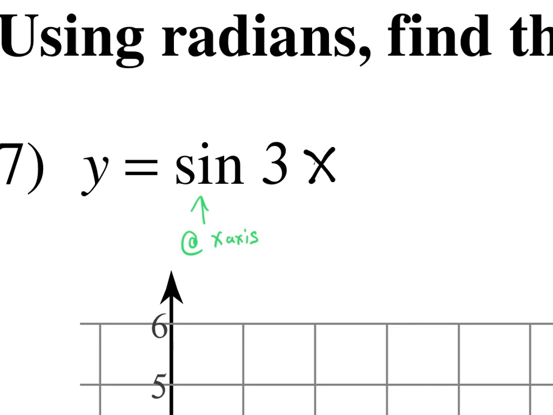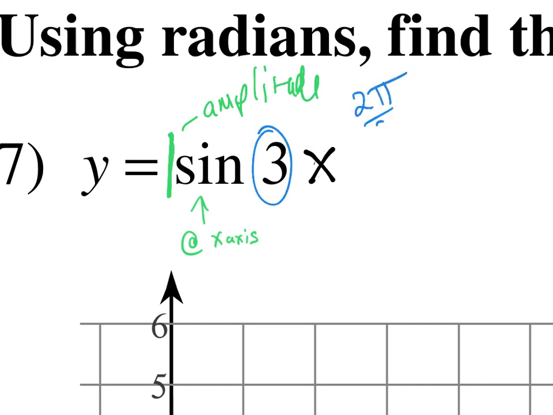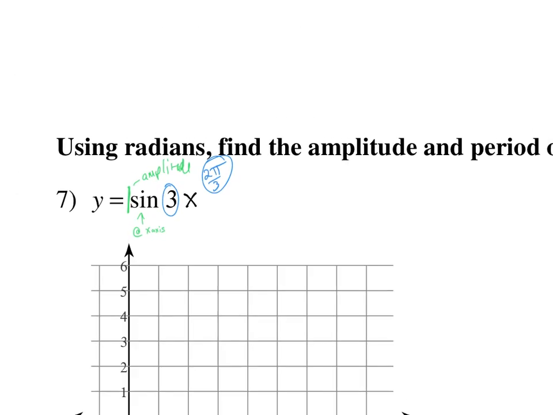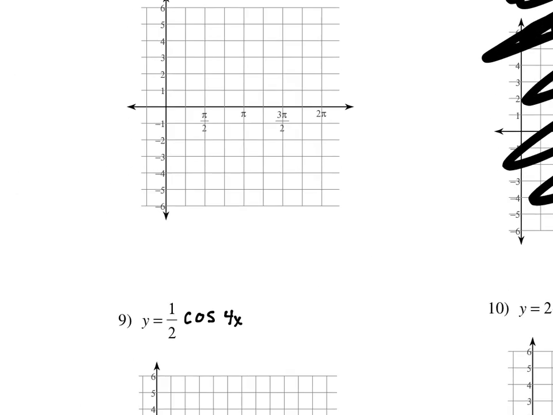What is my amplitude? Well, the highest it goes is 1. The lowest it goes is -1. That's right in front. The only thing that's a little different here is our time period. Our time period is 2 pi divided by that 3. So my time period is 2 pi over 3. So you're looking for a normal sine curve that highest it goes is 1, lowest it goes is -1, and it's just over the time period of 0 to 2 pi over 3.